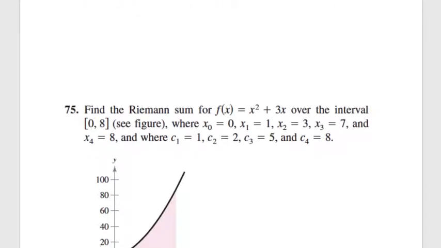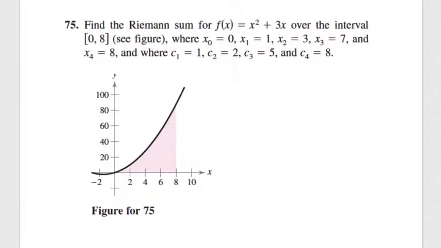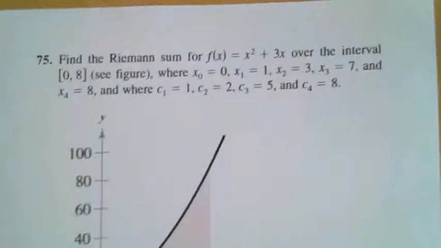Okay, there's another exercise that I want to go over with. It's question 75. The reason is it's in fact not a very difficult exercise, but there's lots of numbers and we probably struggle to understand what is asked here. So find the Riemann sum for f of x equals x squared plus 3x over the interval 0, 8. x0 equals 0, x1 equals 1, x2 equals 3, x3 equals 7, x4 equals 8, c1 equals 1, c2 equals 2, c3 equals 5, c4 equals 8. What is that? Well, it gives us actually information about the rectangles that we're going to use for this Riemann sum.